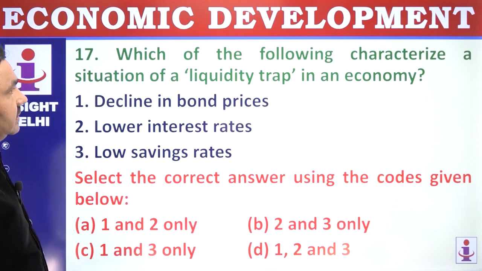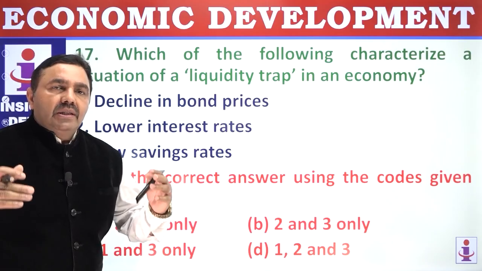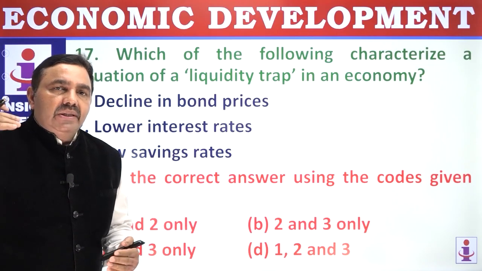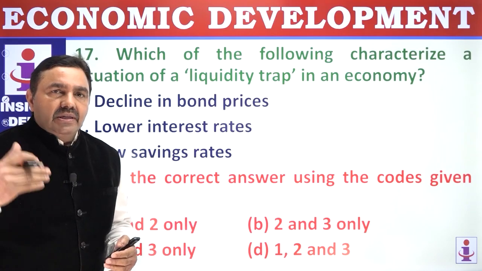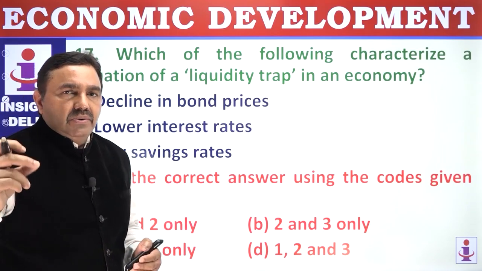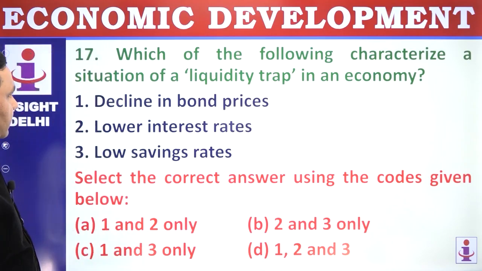Which of the following characterize a situation of liquidity trap? Liquidity trap is when liquidity is too much, and now it cannot be controlled. It cannot be increased further, because if economy is to be given a boost, you need to increase liquidity. But if liquidity is too much, now you cannot increase it further. That becomes a trap that you are getting trapped in.